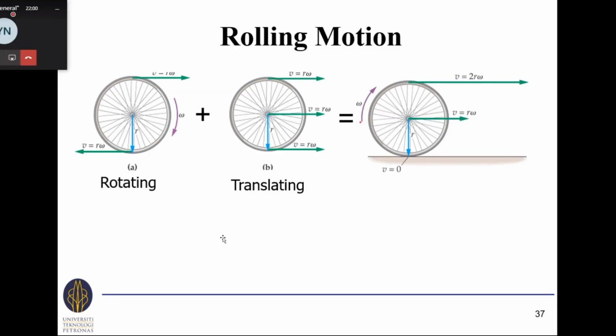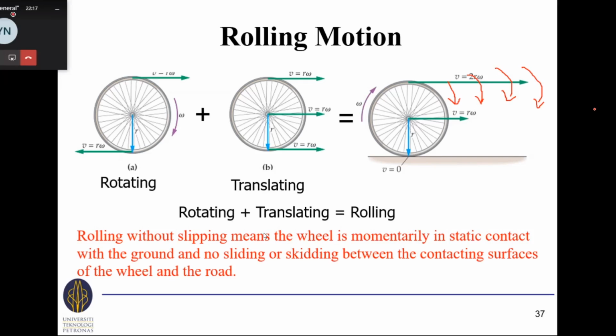So at the same time, it is rotating and it is also changing position like that. So it's moving to a certain position later. For rotating plus translating, we call it rolling motion. There is a term that you can always find in the question, which is rolling without slipping.